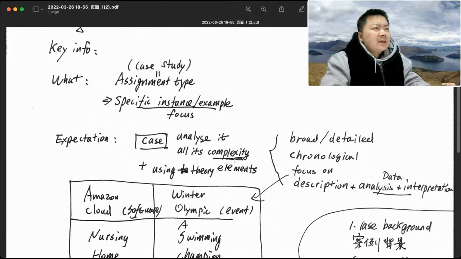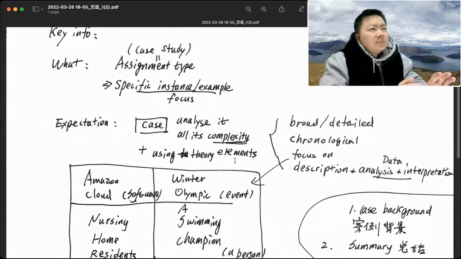In the guide's term, it is the different elements of that complexity. Okay, so I need to use theories to analyze it.